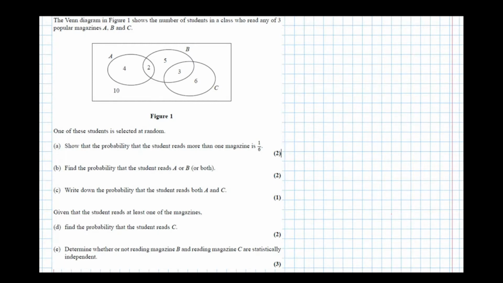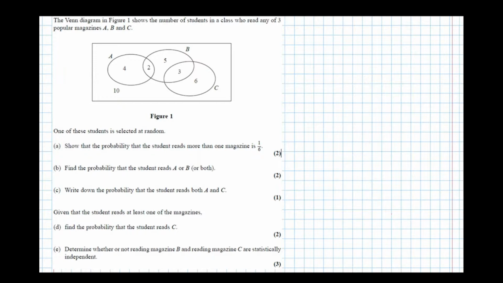In this video, we're going to have a look at using Venn diagrams to calculate probabilities. So the question says the Venn diagram, figure 1, shows the number of students in a class who read any of 3 popular magazines A, B and C. One of these students is selected at random. And part A asks us to show the probability that the student reads more than one magazine is a sixth. So let's try and show that.